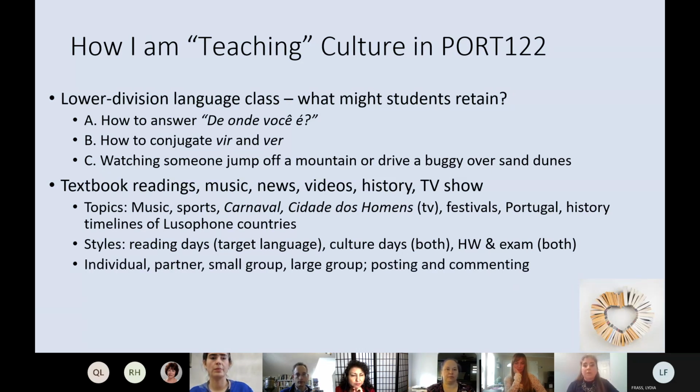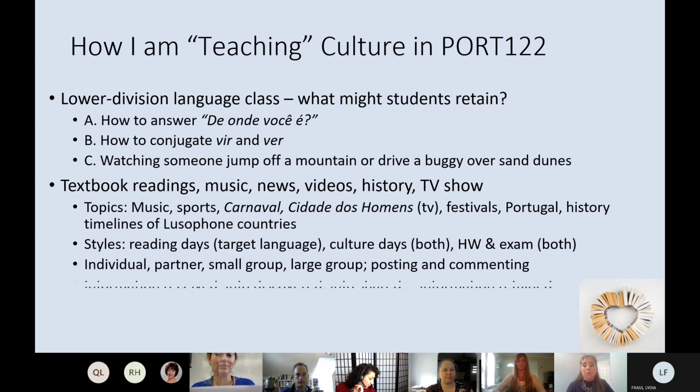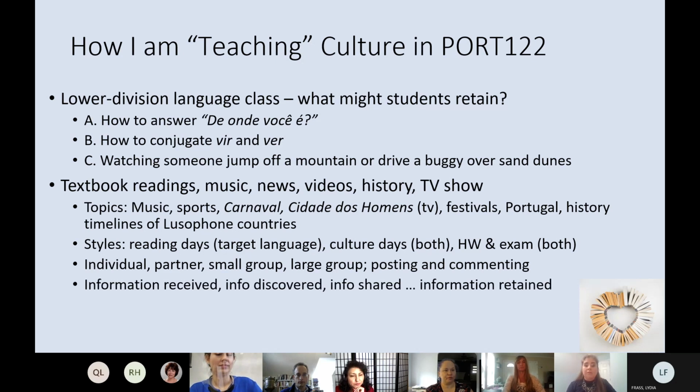That means that I'm having them engage with culture at a personal level, teaching a partner, talking in a small group, working with the class in a large group, and then follow up where they see each other's work and comment to each other. So in that way, I see them receiving information, discovering information on their own, and sharing what they discover. So my goal is that they will retain it.